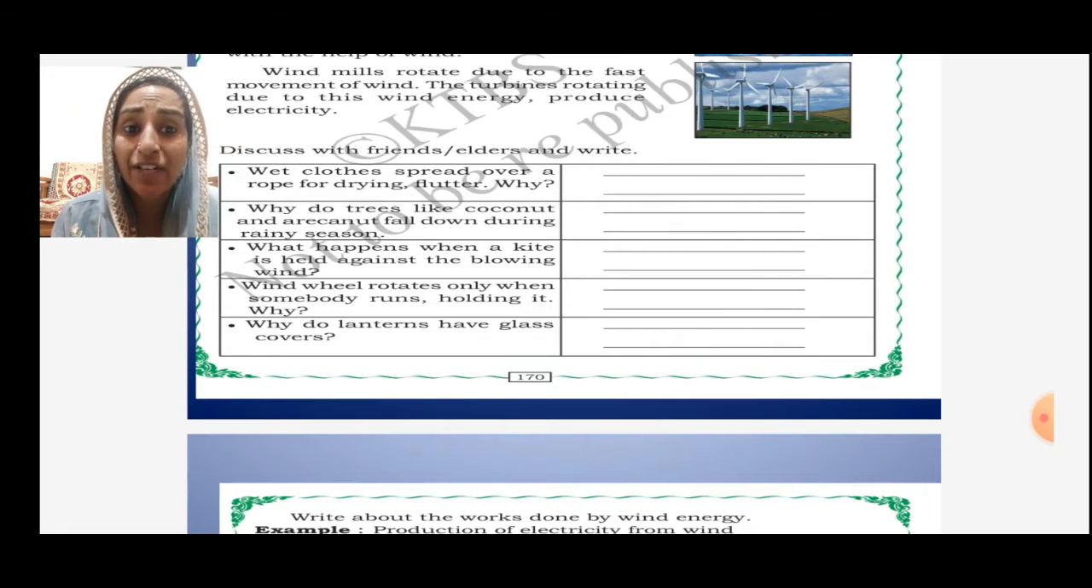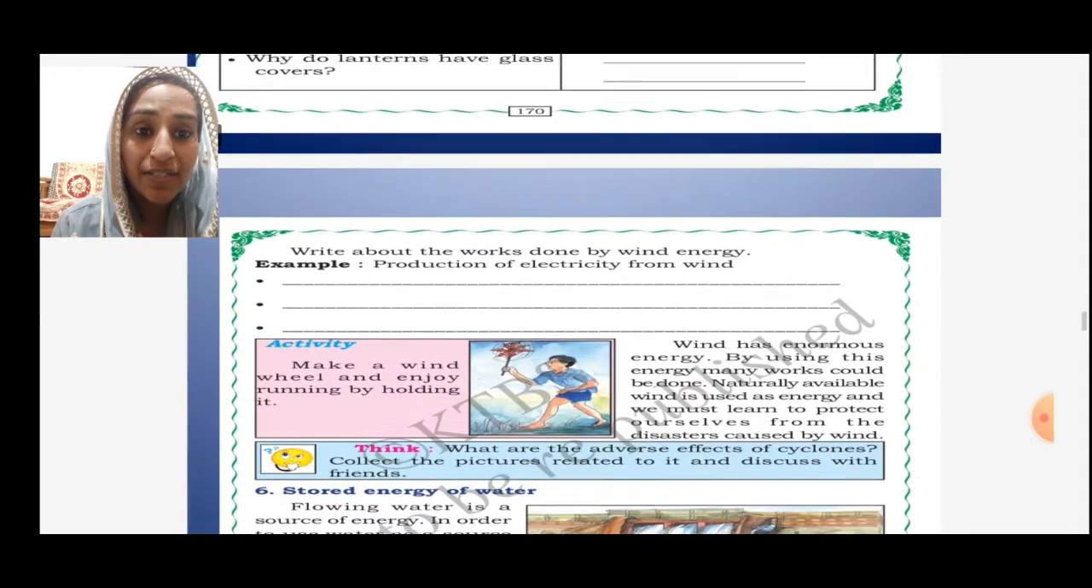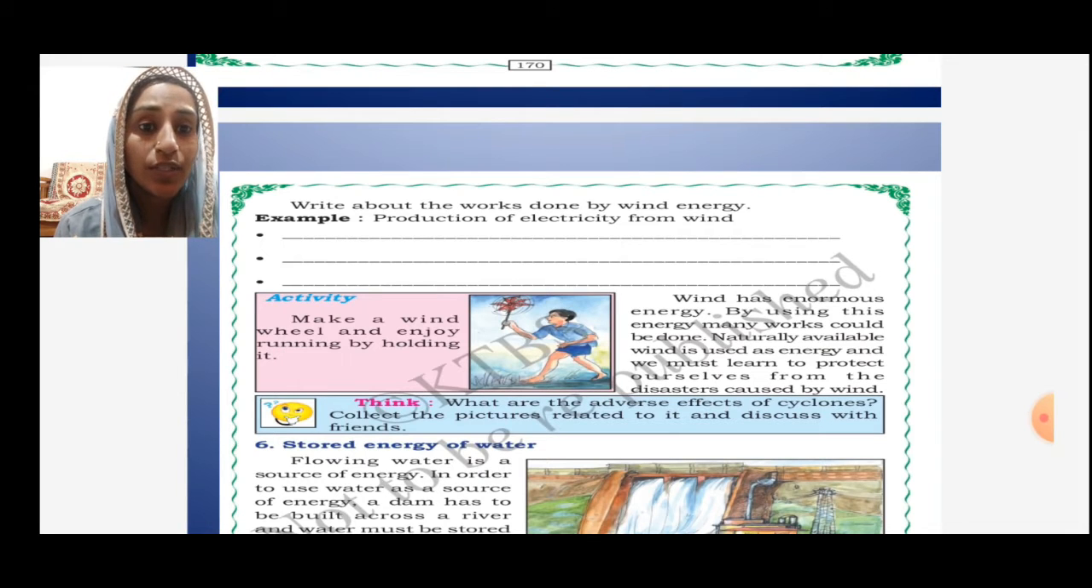Why do lanterns have a glass cover? Lantern means the night lamps which you light in the night. They have a glass cover to protect it from wind. Then write about the work done by wind energy. You have to write some work done with wind energy. For example, production of electricity from the wind is one work.